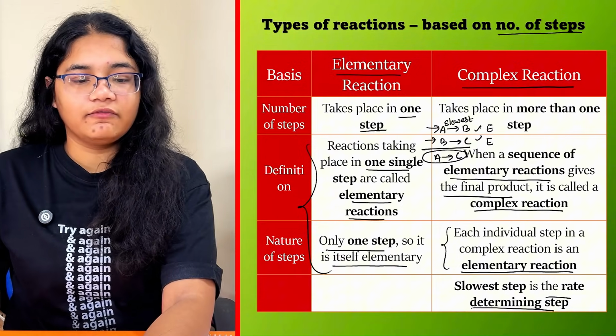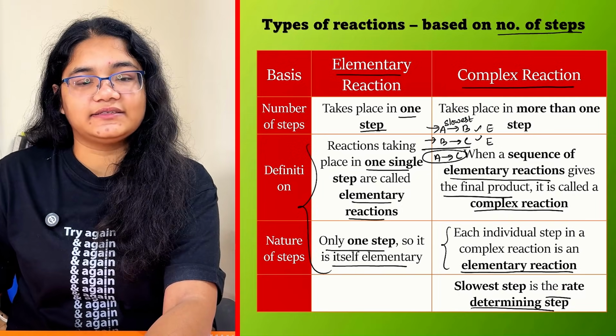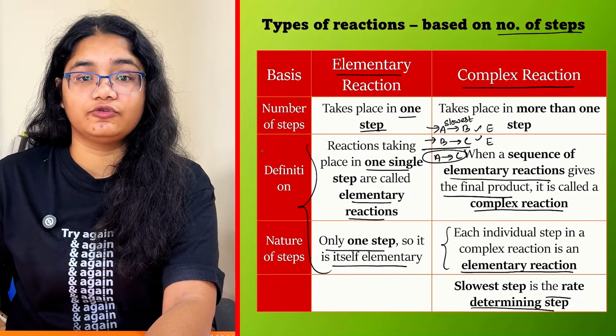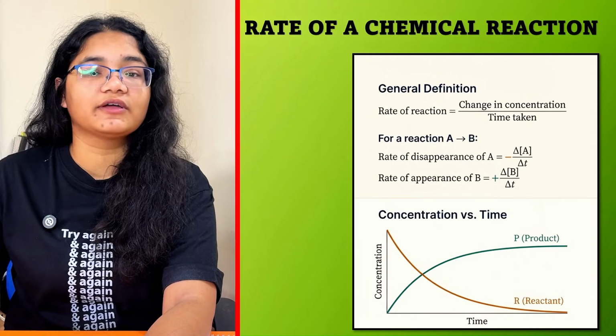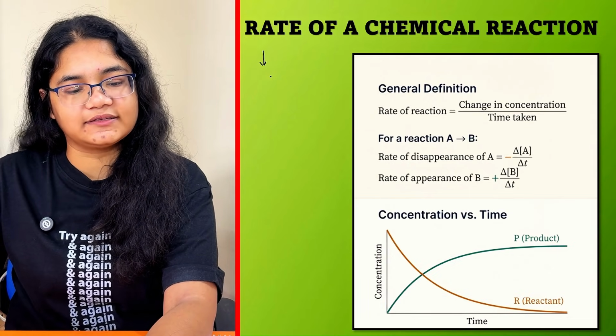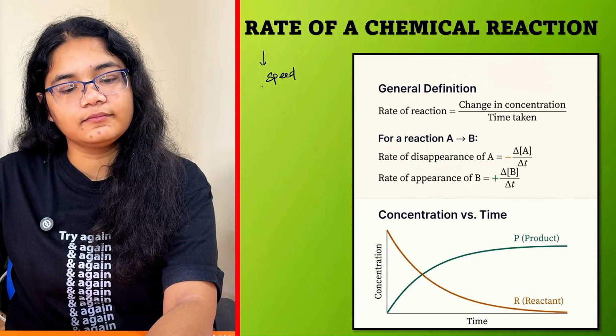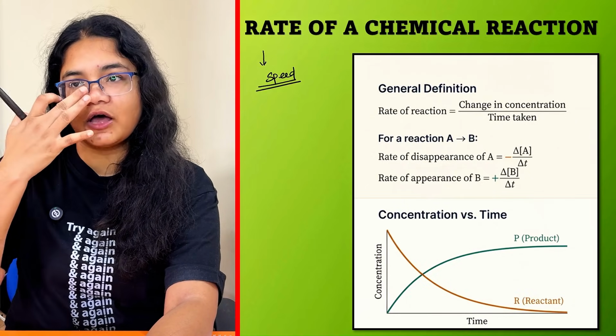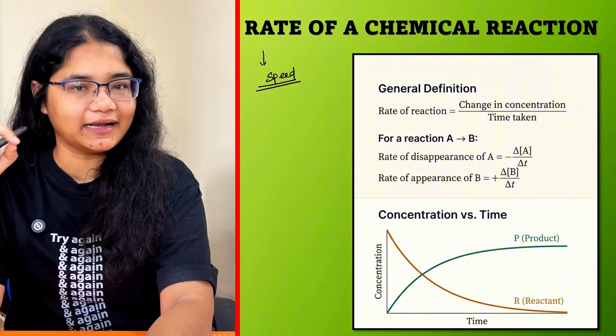Okay, now once we have understood what is chemical kinetics and what are the types of reaction, now let us move towards understanding what is the rate of a chemical reaction. See, rate, a simple word you have to understand, is the speed of a reaction. What is the formula of speed in physics? It is distance covered by time taken, right?